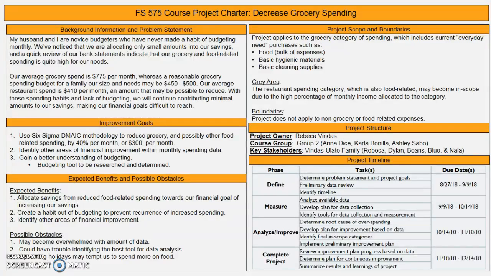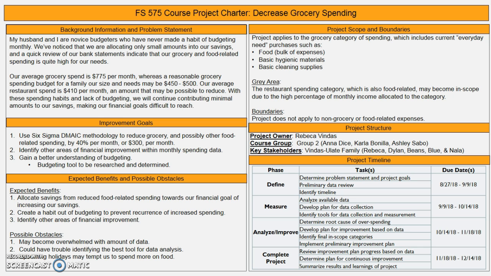Our average grocery spend is actually $775 per month, which is way too much. And we feel like a more reasonable amount would be somewhere between $450 to $500. Another thing that jumped out is that our average restaurant spending is also $410 per month. That's over half of our grocery spend, so that could be possible to reduce there.